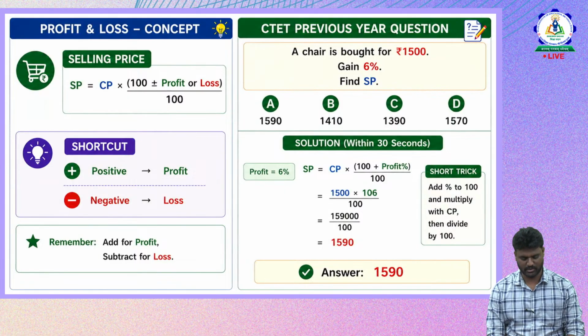So in order to identify the selling price, what we have to do is know the cost price of the item, and then the profit percentage, and then we can simplify this. So now let us look at the problem.